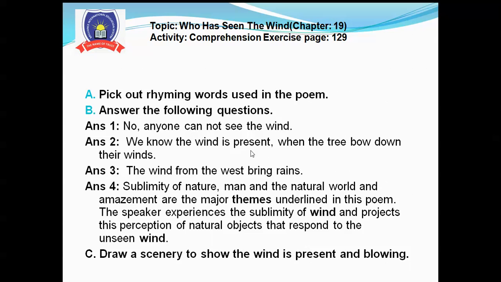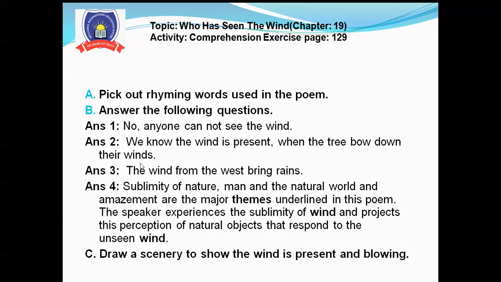Your next task is to answer these questions. Here are four questions given, you have to answer them. First question: can anyone see the wind? No, no one can see the wind. Second question: how do we know that the wind is present? We know that the wind is present when the trees bow down their heads. Here the word head will come.